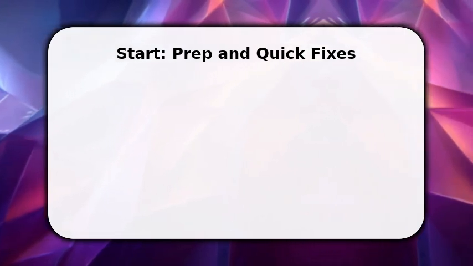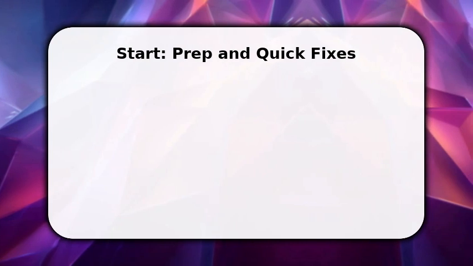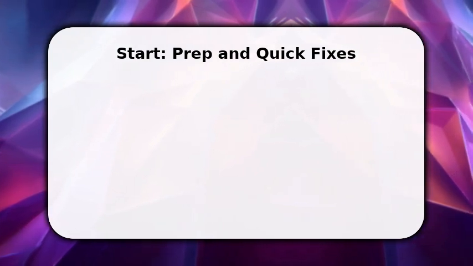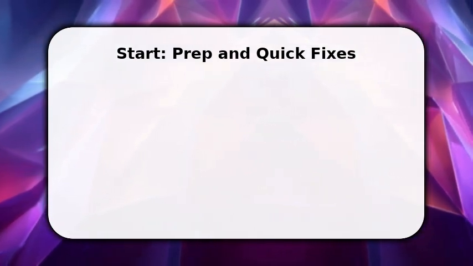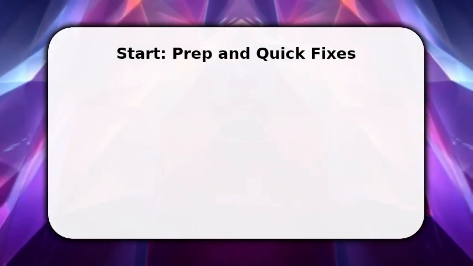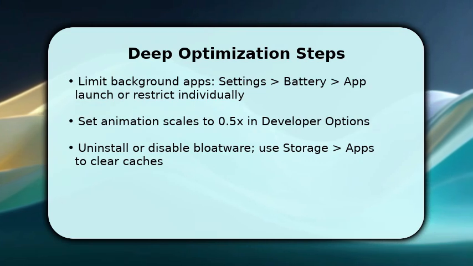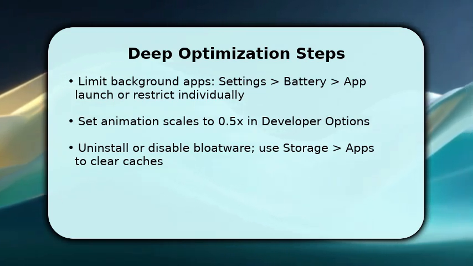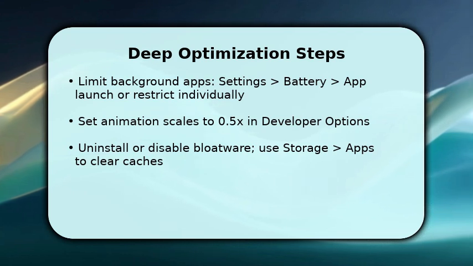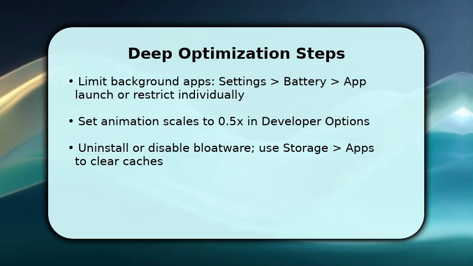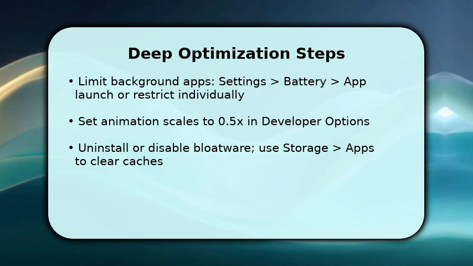If you see heat spikes during idle, stop heavy syncs and charge cycles before continuing, because overheating masks performance gains. Next, adjust system behavior to prioritize responsiveness. Open battery or app launch settings and prevent unnecessary apps from auto-starting so RAM stays available. This reduces background CPU use.